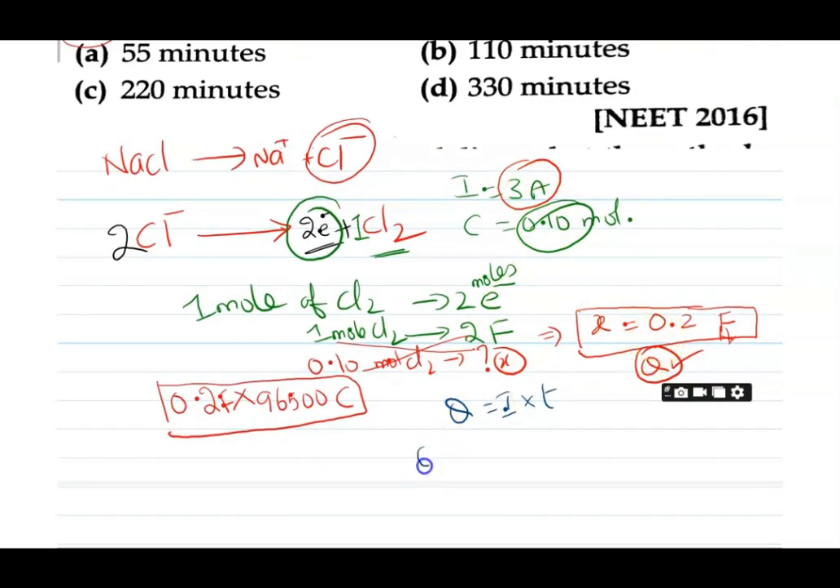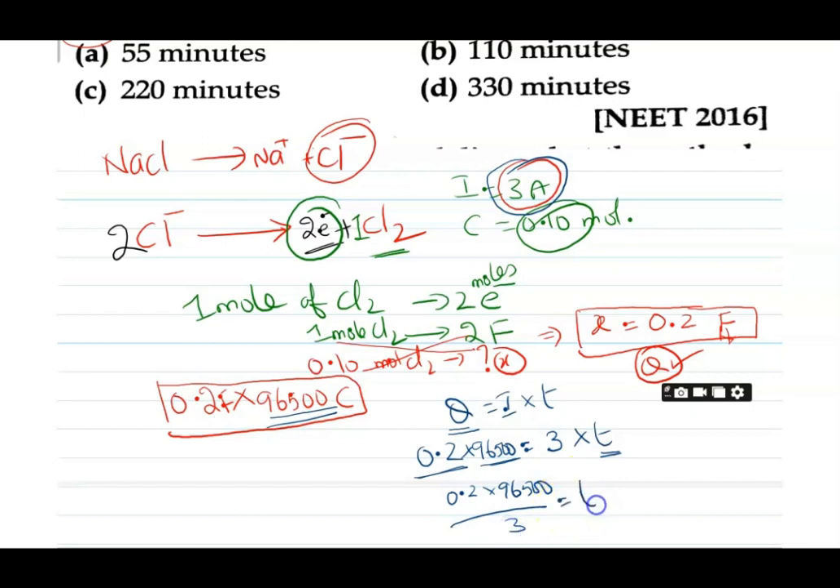So just substitute and get the answer. Q, you got 0.2 Faraday, but whenever you are taking your current in terms of amperes, your charge should be taken not in terms of Faraday, but in terms of coulombs. That is the reason why I have multiplied by 96,500. Current is taken in amperes into T. So the time you are going to get in seconds. So that is 0.2 into 96,500 by 3 is equal to T.